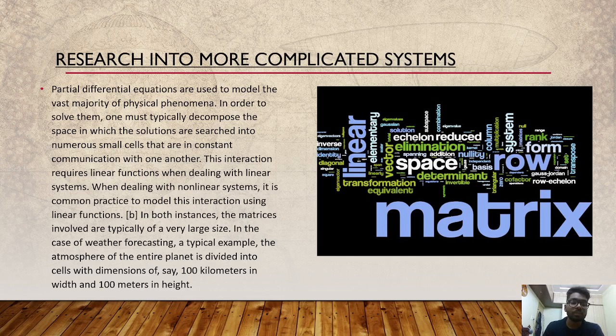In the case of weather forecasting, a typical example, the atmosphere of the entire planet is divided into cells with a dimension of say 100 kilometers in width and 100 meters in height.